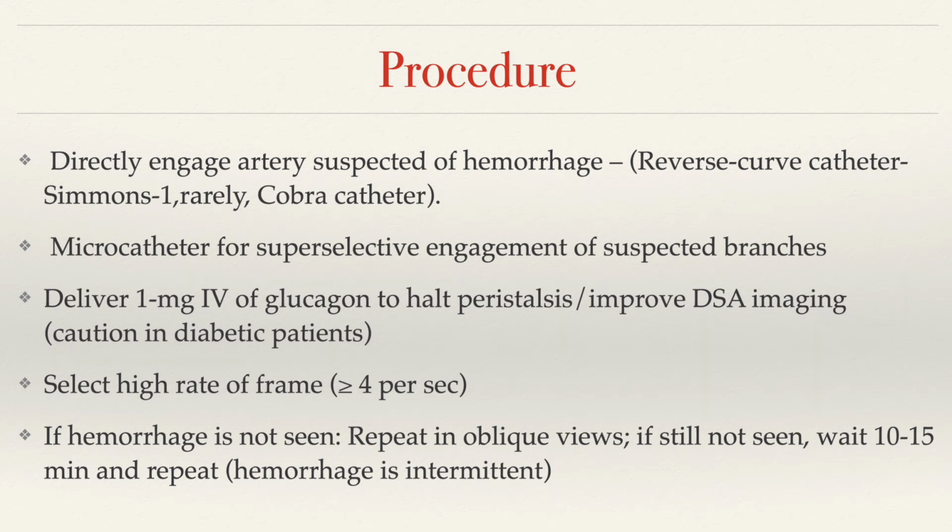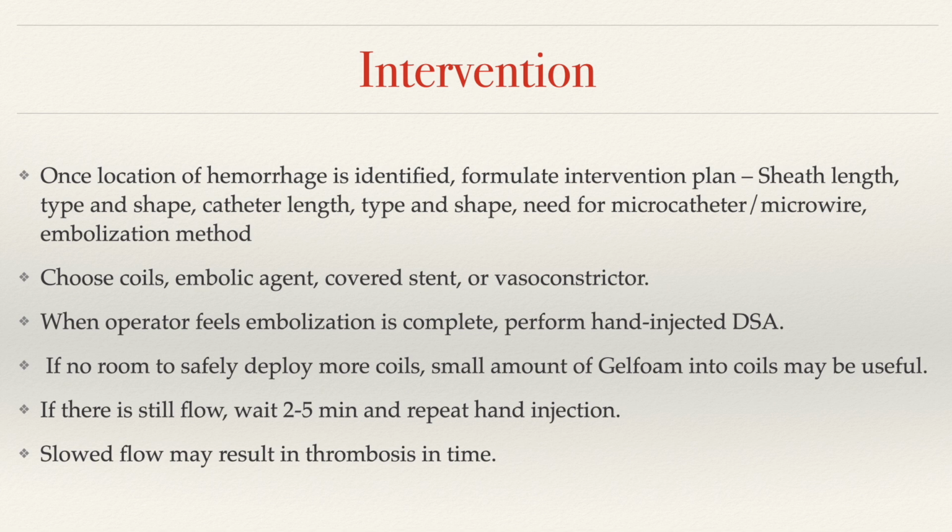Sometimes you can give IV glucagon, but however we don't usually give it. This will help in stopping the peristalsis and that will improve the image quality. And always use a higher frame rate, 4 or more per second. And if hemorrhage is not seen, don't stop immediately. Try other views, oblique views. And if it is still not seen, wait for 10-15 minutes and repeat the DSA, because hemorrhage is usually intermittent.